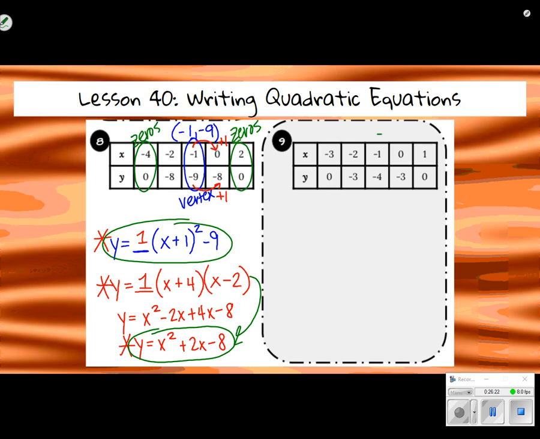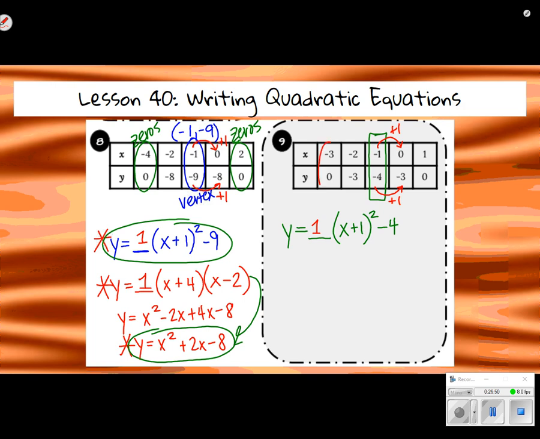All right, here's your vertex. Your vertex is at negative 1, negative 4. So when you write this, there's our blank for a. The negative 1 goes in and becomes a plus 1 squared minus 4. All right, let's see if we can figure out a. So here we're going up 1, here we're going up 1, so our a is 1. So that is one way to write an equation.